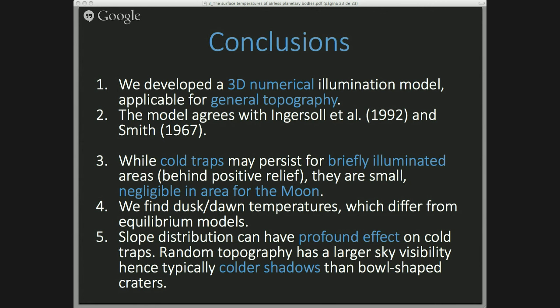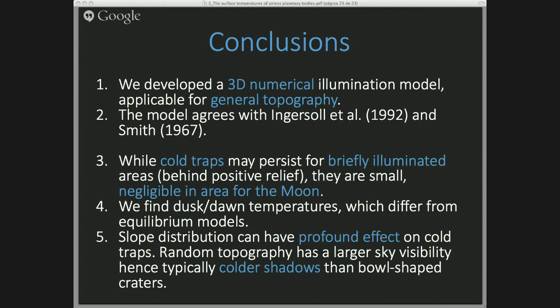And that is really important, right? Because not all surfaces have a Gaussian distribution. I guess most surfaces don't have a Gaussian distribution. Another thing I would like to say is that slope distribution has a profound effect on cold traps. The rougher the topography, random topography, I mean, the less sky visibility you'll have, but some facets might still be cold enough to hold volatiles in a condensed state, to have low enough temperatures to be cold traps in very low latitudes.